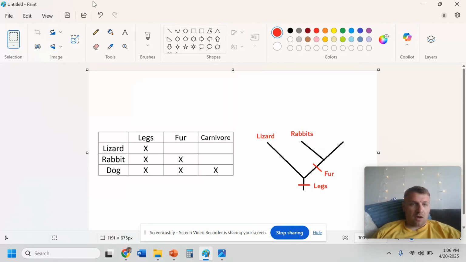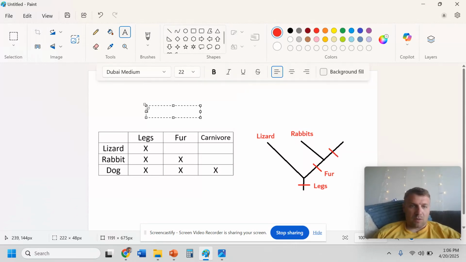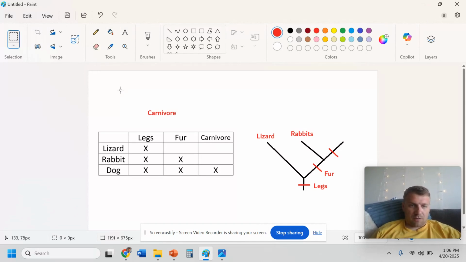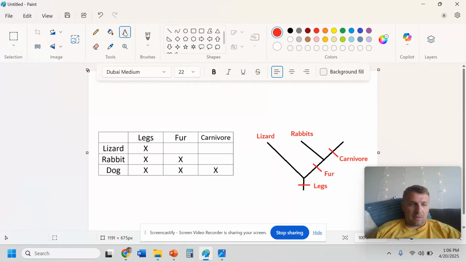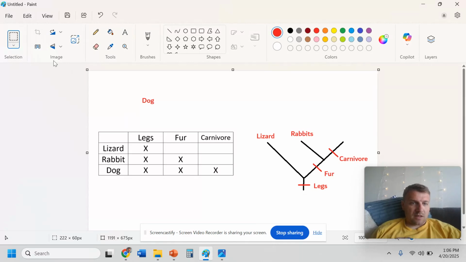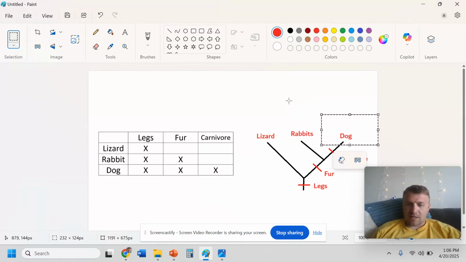Now, dogs are going to speciate next. Again, we're going to put that adaptation, and they are a carnivore. So I'm going to put carnivore on the side here, because that is an adaptation. And then lastly, I'm going to put dog on the last one there. All right. This is how you make a cladogram.